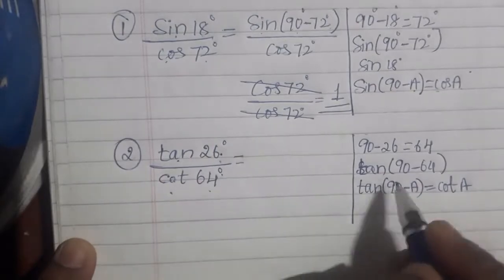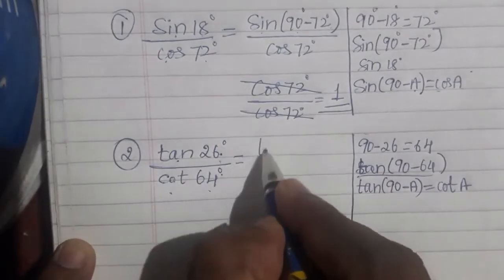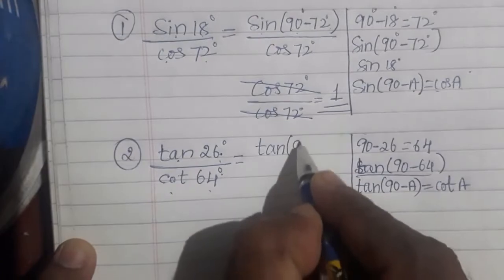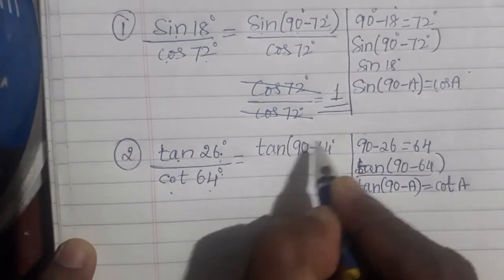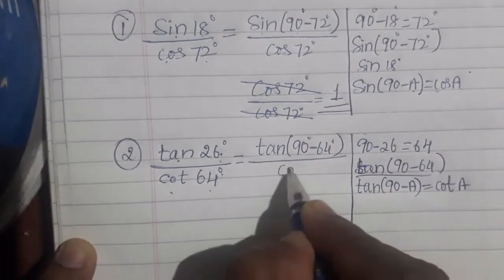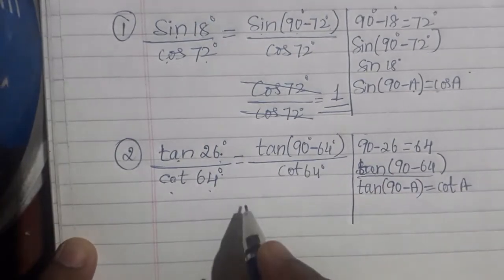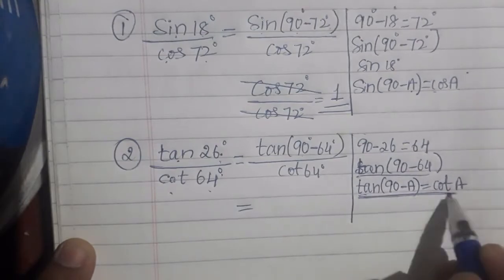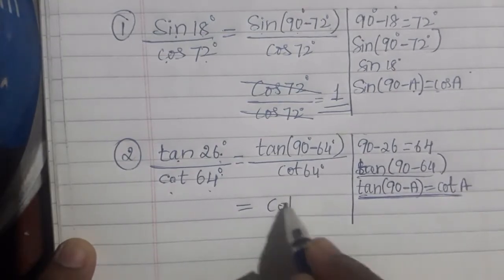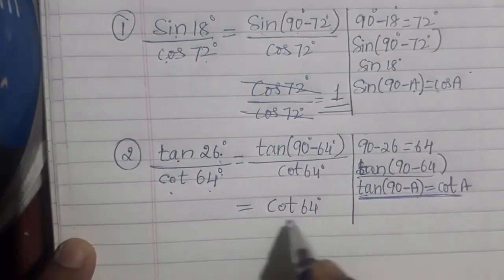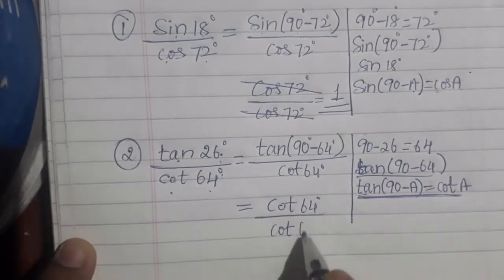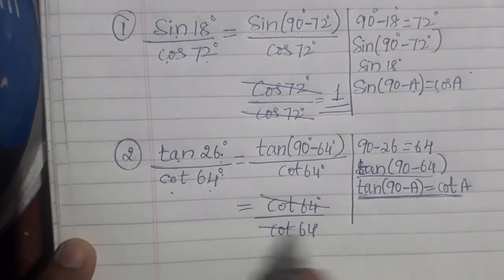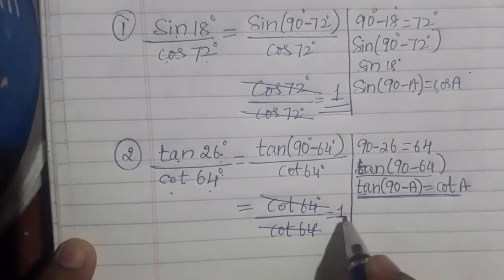Now substitute this value. Instead of tan 26, I can write tan 90 minus 64 degree divided by cot 64 degree. What is tan 90 minus 64? You know the relationship. So I can write cot 64 degree divided by cot 64 degree. Cot 64 is cancelled and you will get 1 as the answer.